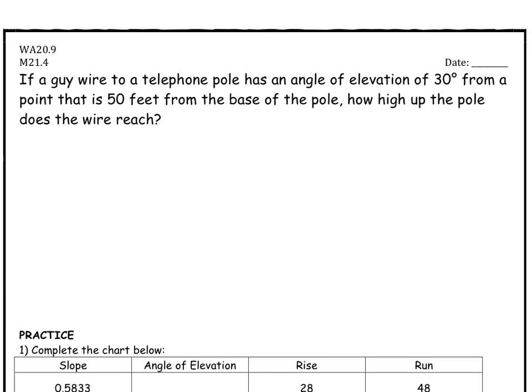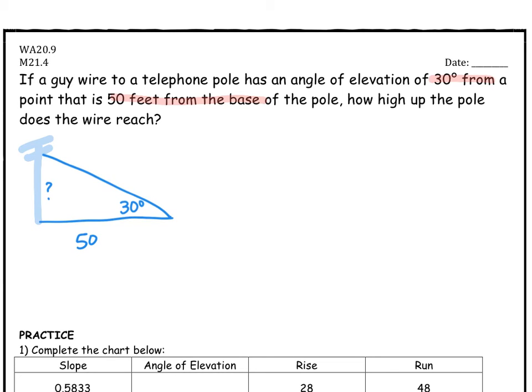The last question here says, if a guy wire to a telephone pole has an angle of elevation of 30 degrees from a point that is 50 feet from the base of the pole, how high up the pole does it reach? So here's my pole, okay, and I'm 50 feet away, looking up at the pole at an angle of elevation of 30 degrees, and it wants to know how high up the pole does that reach.